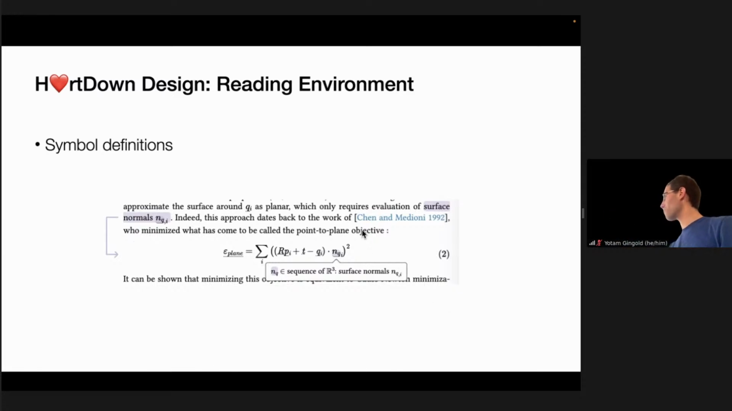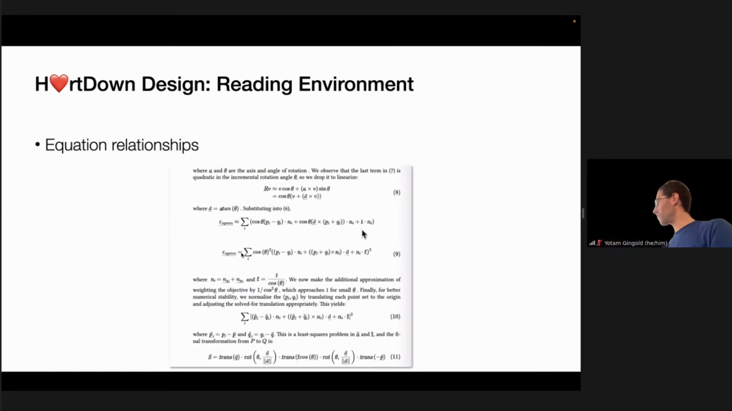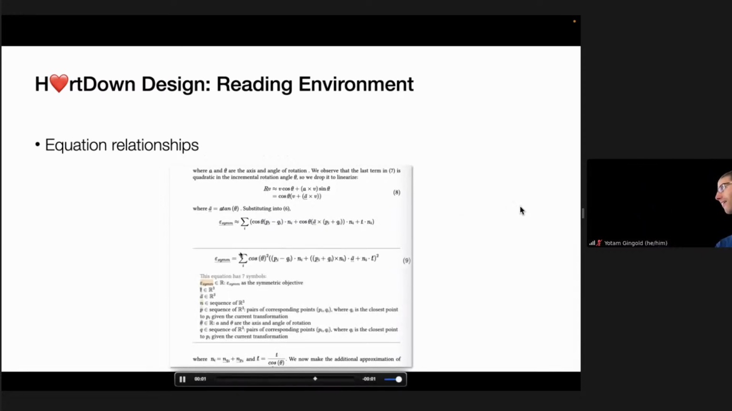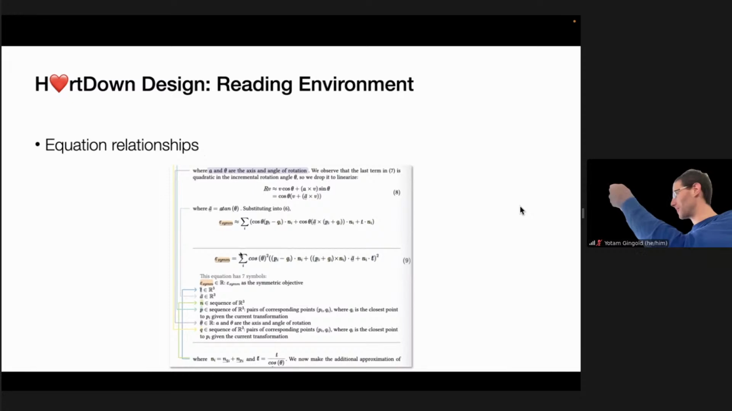And, you know, here's a formula, and you can click on a symbol, and it'll tell you this is where that symbol was described. Or you can click on the whole equation, and it'll pop up where that formula is used and where all the symbols come from that are used in it.